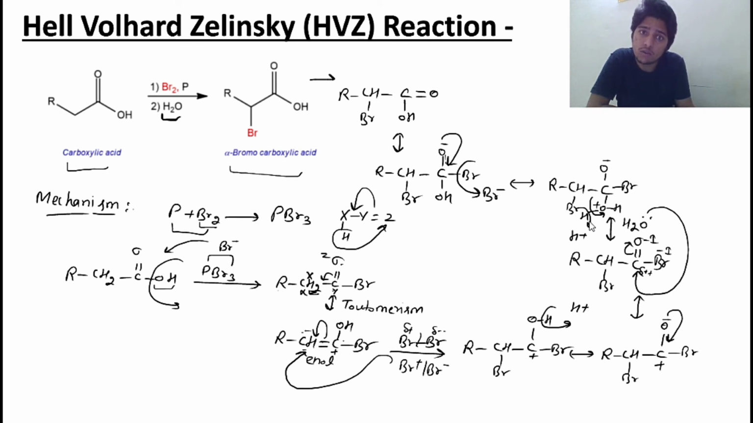So these two products are similar. This is an alpha bromo carboxylic acid, because this group is a carboxylic acid, and the carbon neighboring any functional group is called the alpha carbon. Here at the alpha position we have bromine, so it is called an alpha bromo carboxylic acid. These two compounds are similar. This is our final product, which will be formed in the Hell-Volhard-Zelinsky reaction. I hope you understand the concept. Thanks.